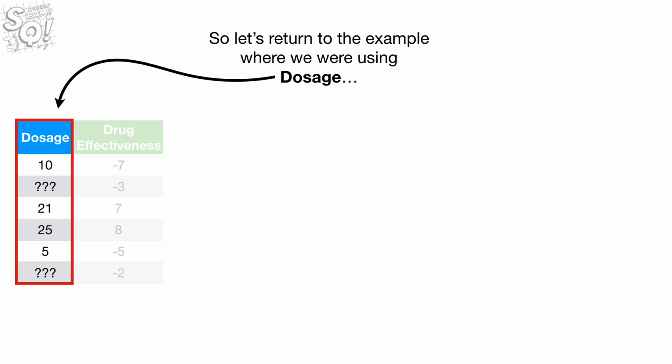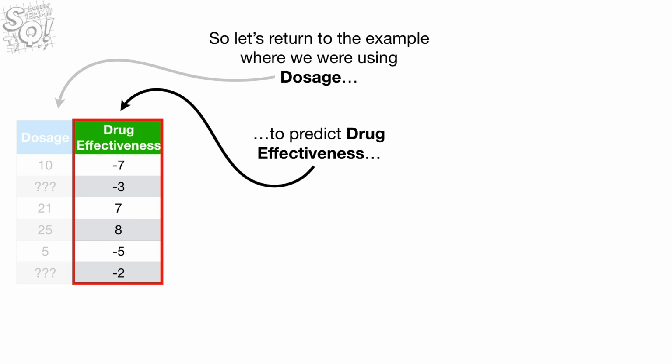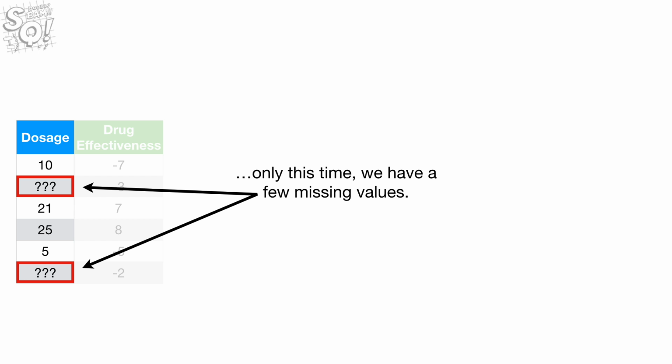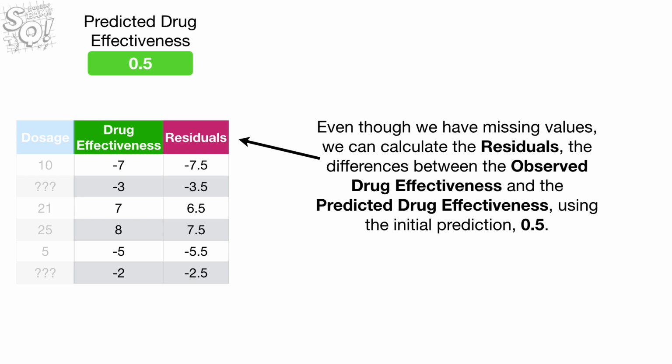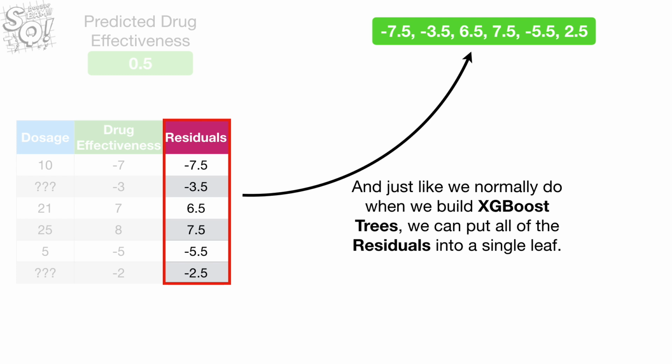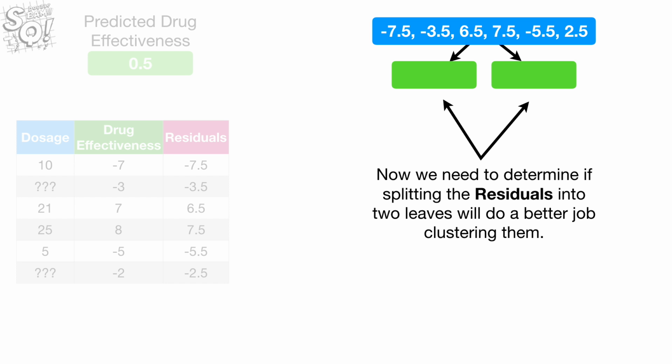So let's return to the example where we were using dosage to predict drug effectiveness. Only this time, we have a few missing values. Even though we have missing values, we can calculate the residuals, the differences between the observed drug effectiveness and the predicted drug effectiveness, using the initial prediction, 0.5. And just like we normally do when we build XGBoost trees, we can put all of the residuals into a single leaf.